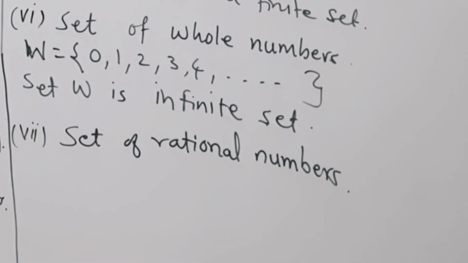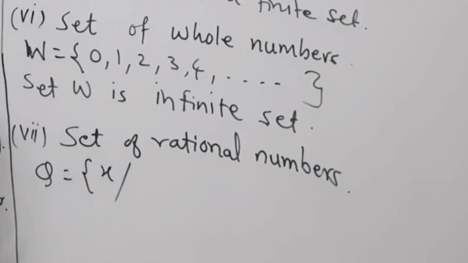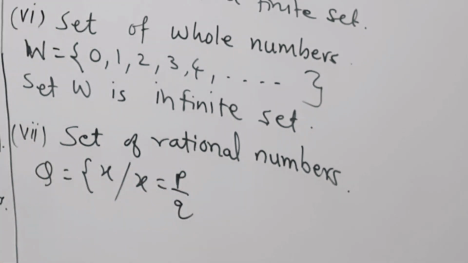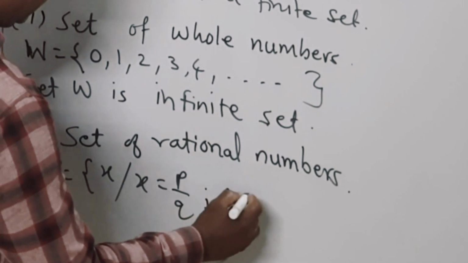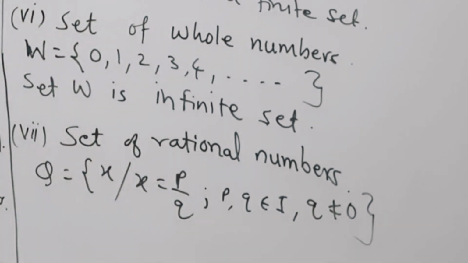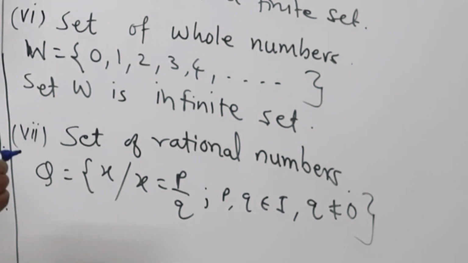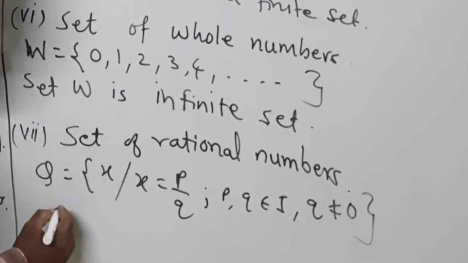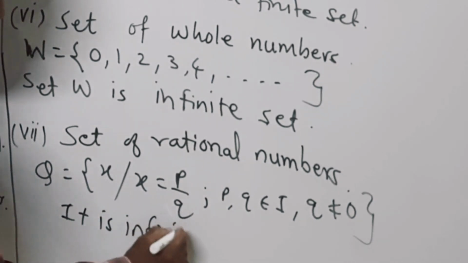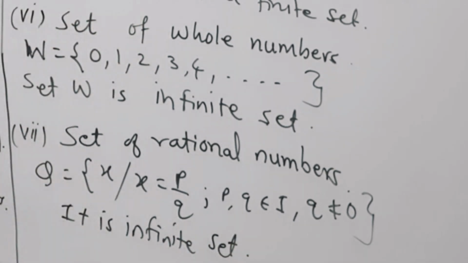Now last, the set of rational numbers. The set of rational numbers is denoted by Q, that is the set of all x equal to p upon q, a rational number in the form p upon q, where p and q belong to integers and q is strictly not equal to 0. This is the definition of a rational number. There are infinite rational numbers, so the set of rational numbers is an infinite set.